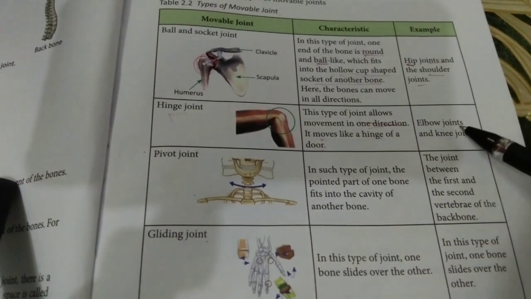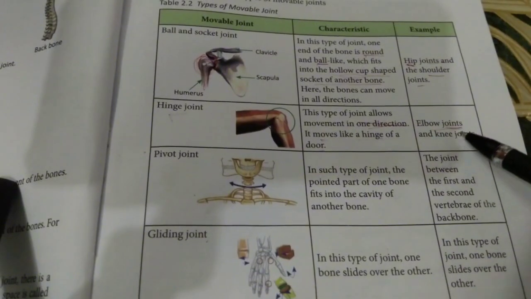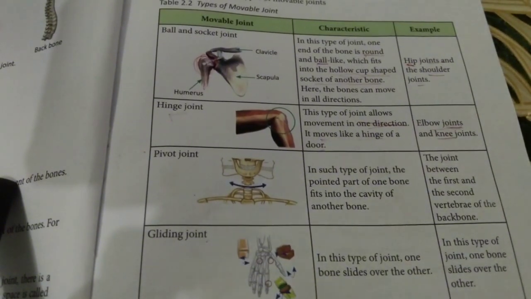The examples are the elbow joint and the knee joint. The elbows and knees can move forward and backward, but they cannot move left and right. They move in one direction only, so they are hinge joints.